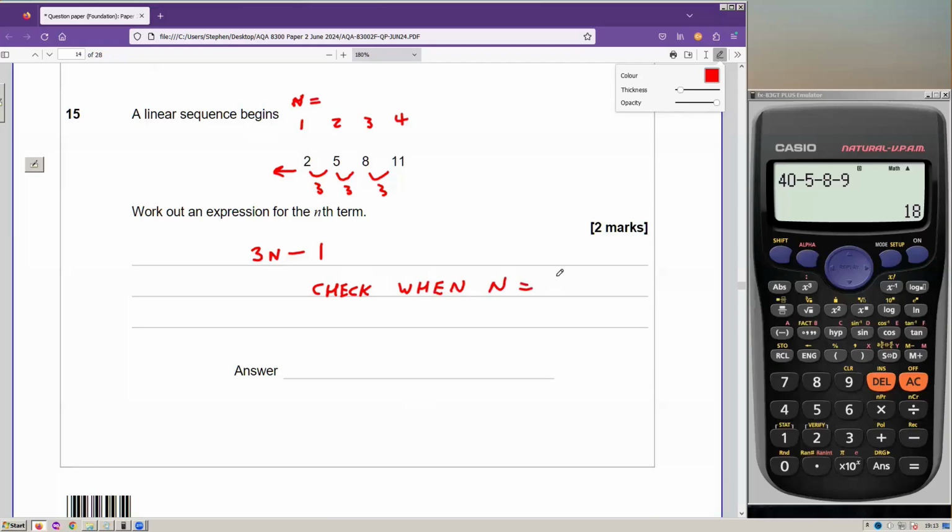N equals, we'll pick 4. Okay, when n equals 4, we should get 11. So we go 3 times 4 is 12, minus 1 equals 11. Tick ourselves, and our answer is, work out an expression for the nth term. That is this. Okay, 3n minus 1.